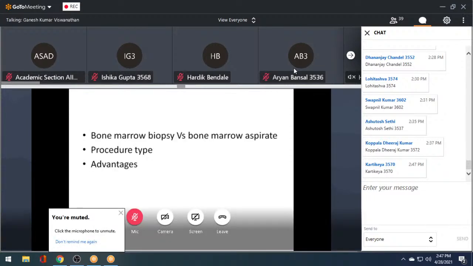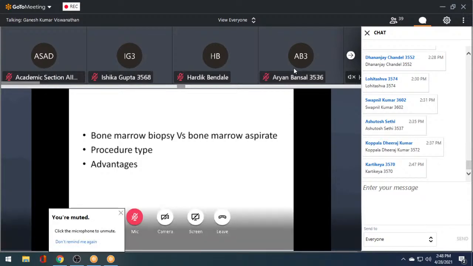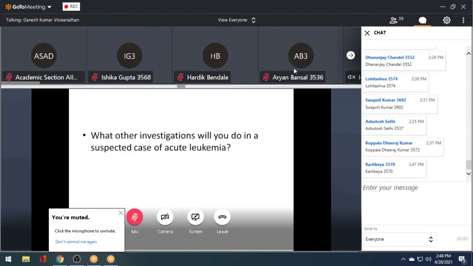We did mention the bone marrow biopsy and bone marrow aspirate. The advantage of bone marrow biopsy is you can do immunohistochemistry extra. And bone marrow aspirate, being a liquid sample, you can subject it to flow cytometry. So, Swapnil, can you tell us what other tests will you do in a suspected case of acute leukemia? So far in this case, we have done hemogram, bone marrow examination, and bone marrow biopsy. What are the other tests which we can do?